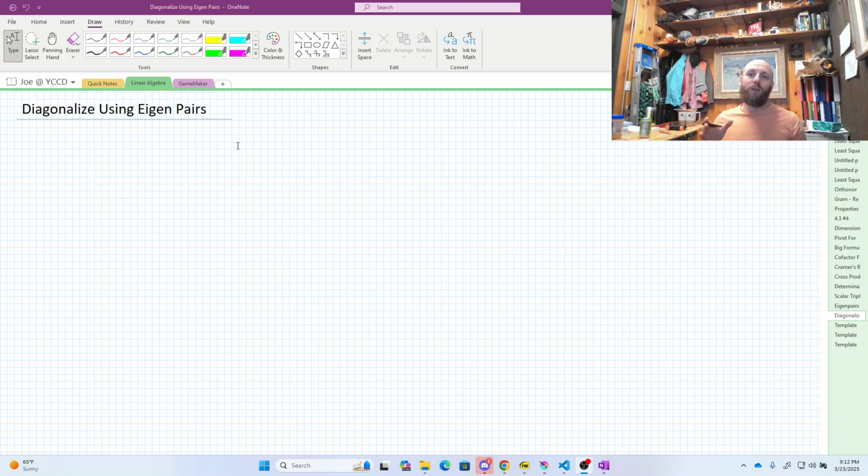All right, so here we're going to talk our way through diagonalizing using eigenpairs. So what does it mean to diagonalize a matrix? This may be a first pass.